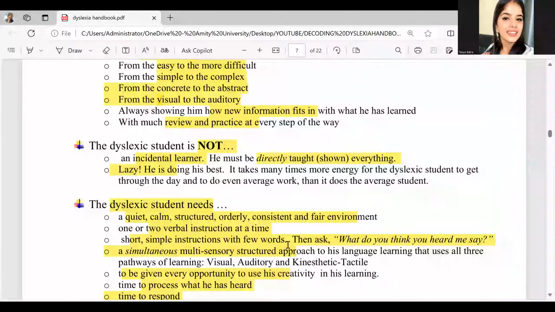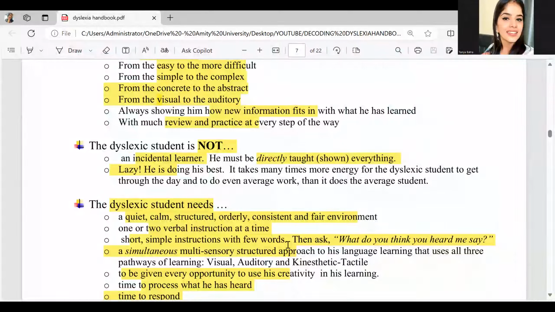It takes many times more energy for a dyslexic student to get through the day and to do even average work. It takes lots of energy. It takes up lots of mental energy. Mental effort is required, and the child is feeling lots of stress because of that small task, which we feel is so easy.